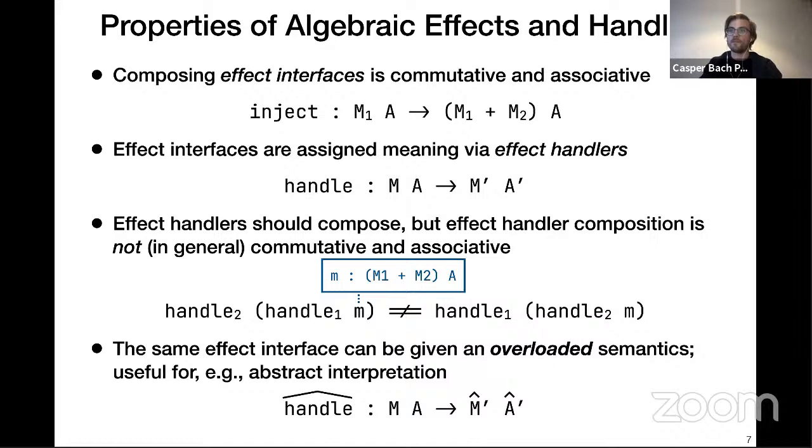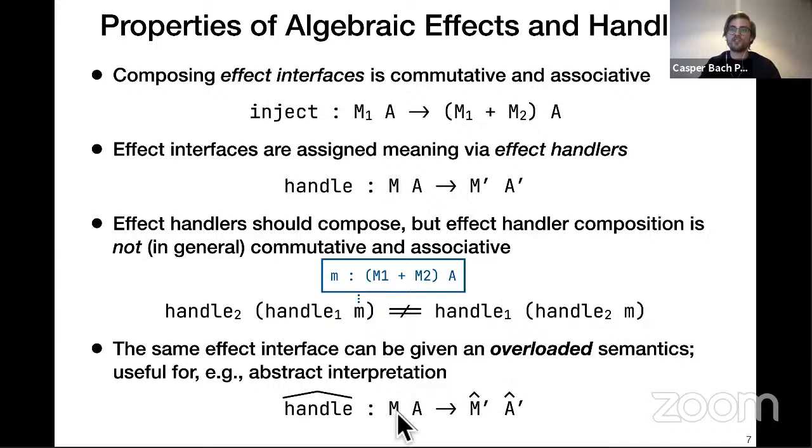Another very nice property that algebraic effects have, and which we will be paying particular focus to in this talk, is that the same effect interface can be given an overloaded semantics. So here I've written a handle function, which handles, again, an M of A. So we can think of this as the same set of effects that is being handled up here. But now I'm assigning a different meaning to it. I'm assigning an M hat prime and an A hat prime as the interpretation of this set of effects. So I can overload the semantics of effects, and that is a very nice property of algebraic effects.